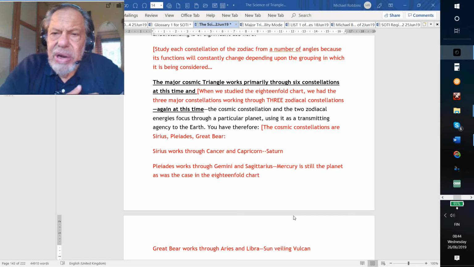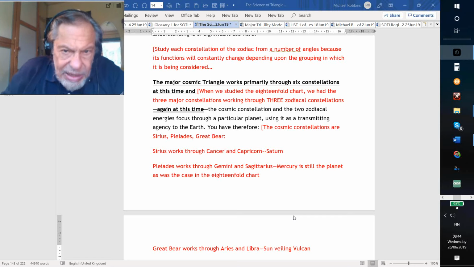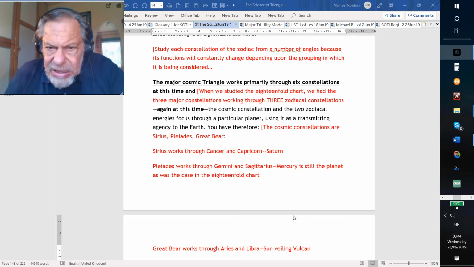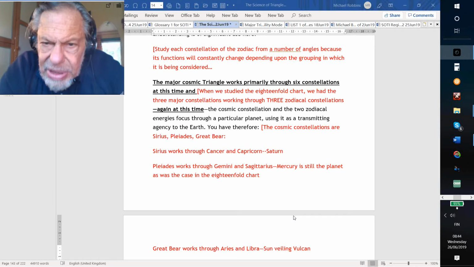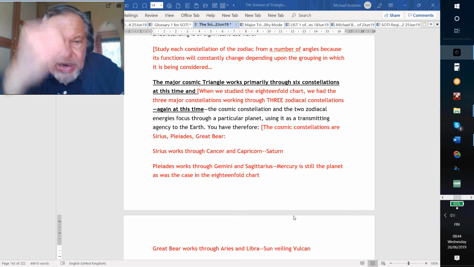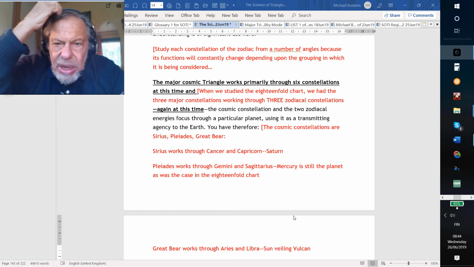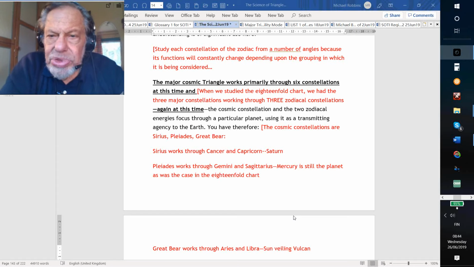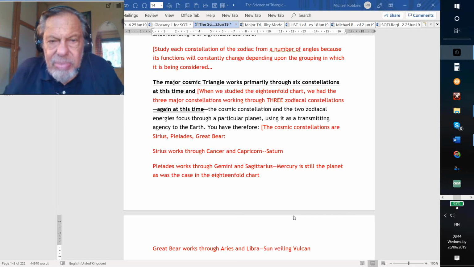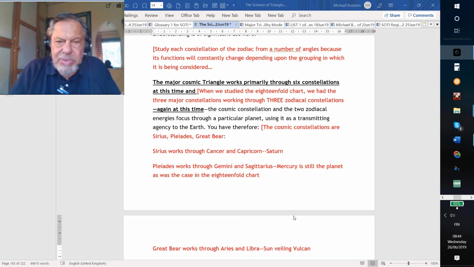So the major cosmic triangle is working through 6 constellations. Again, at this time, the cosmic constellation and the 2 zodiacal energies focus through a particular planet, using it as a transmitting agency to the earth. So let's see, what do we have here? We have studied the 18-fold chart, which had the 3 major constellations working through the 3 zodiacal constellations. I'll see what that means in just a minute.